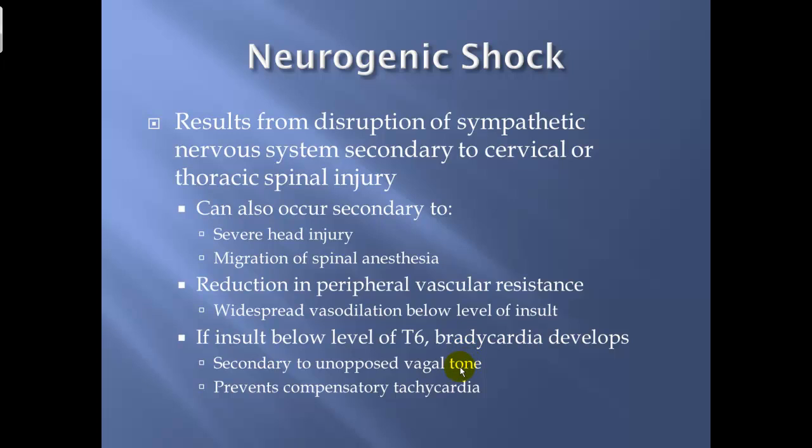Neurogenic shock results from a disruption of the sympathetic nervous system secondary to cervical or thoracic spinal injury. Can also occur secondary to severe head injury, migration of spinal anesthesia, and an epidural. Reduction in peripheral vascular resistance causes widespread vasodilation below the level of the insult. If the insult is below the level of T6, thoracic vertebra 6, bradycardia develops as well, secondary to an unopposed vagal tone. Prevents compensatory tachycardia if this occurs.